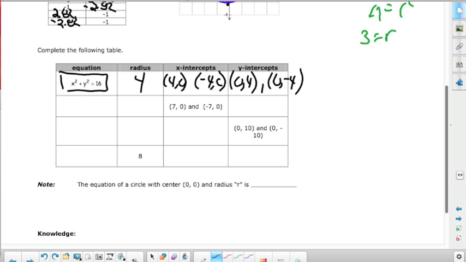So in this question, x-intercepts are 7 and negative 7. What's the radius? Let's do the first thing. What's the radius? Audrey? Yeah, 7. Okay. So I'm going to do the rest of the table really quickly because it seems like we're getting the hang of it. The x-intercepts of, well, first of all, let's do the radius. So this one is just 10.